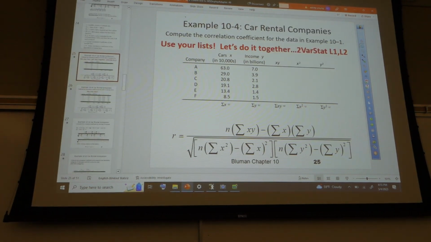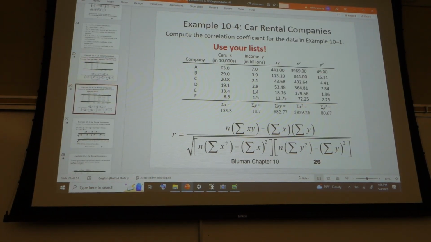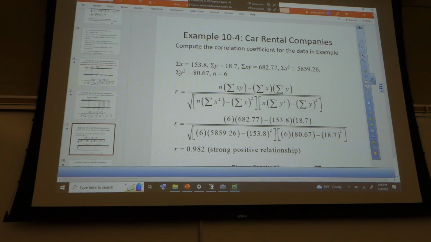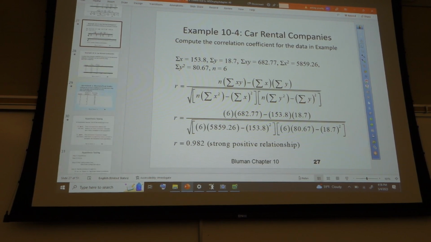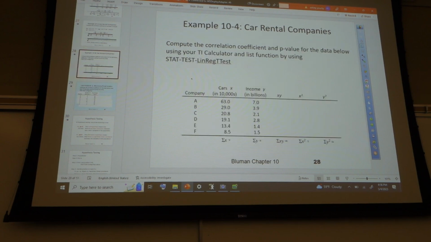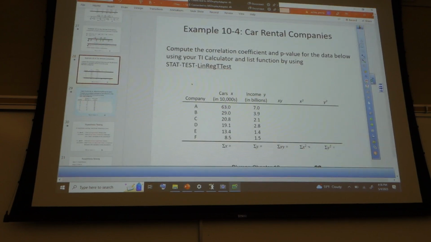Now, here it is prettier. And again, you end up with R of 0.982, which is a very strong positive relationship. I wanted us to go through one of those just so we had some practice with it and could appreciate where it all came from. But we're going to stick with the simple way and just do linear regression t-test. So stat, test, linear regression t-test.